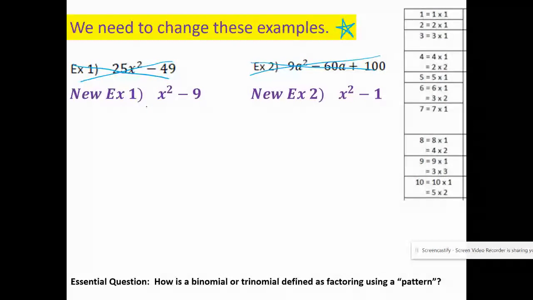Okay, so remember, if it's a binomial, two pieces, magic x, you need trinomials, right?